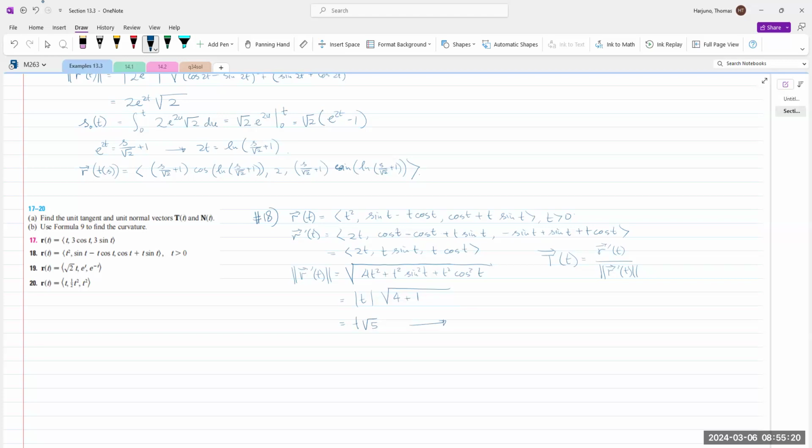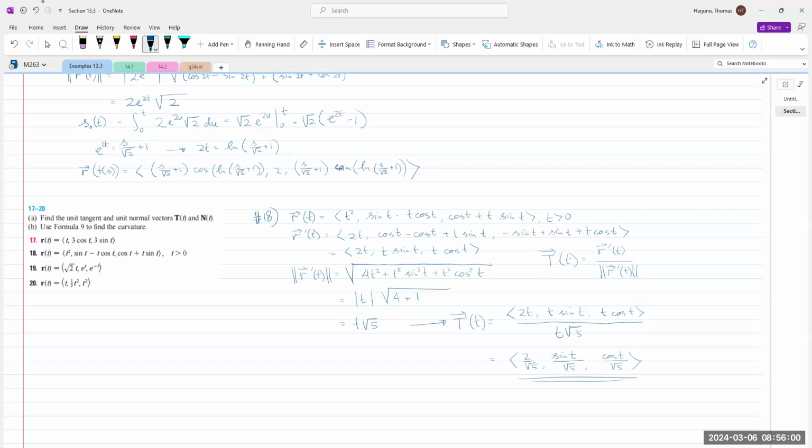Therefore, the unit tangent vector at time t will be 2t, t sine t, t cosine t over t square root of 5, which is equal to 2 over square root of 5, sine t over square root of 5, cosine t over square root of 5.